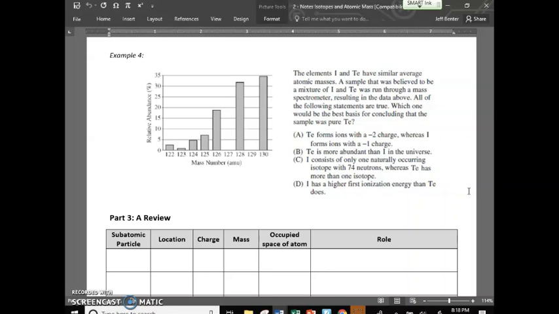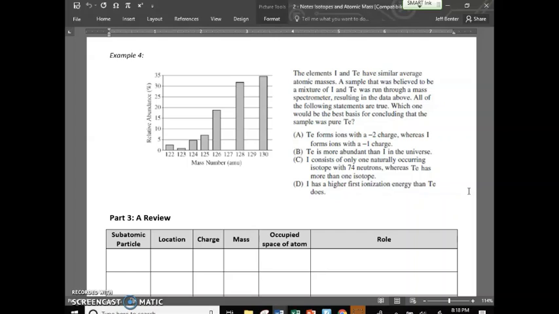So tellurium is number 52 with a mass of 127.6. Iodine is number 53 with a smaller mass of 126.9. Okay? So similar masses. A sample was thought to have both of the elements together in it. They ran it through a mass spectrometer, resulting in this particular graph shown.